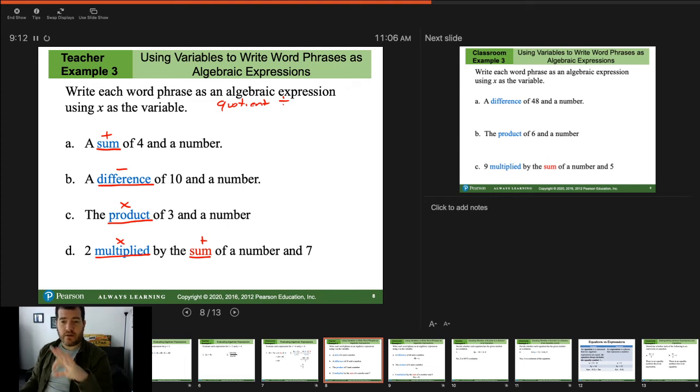So again, take a second, think through that. I think you guys can do it. So sum is adding, difference is subtraction, product is multiplying, and quotient is division. Okay?